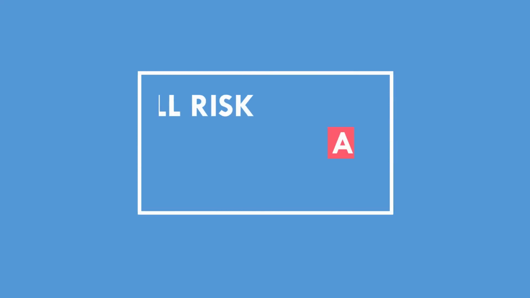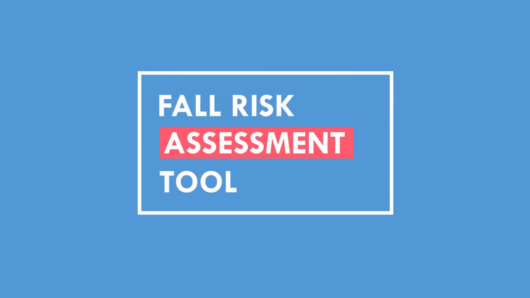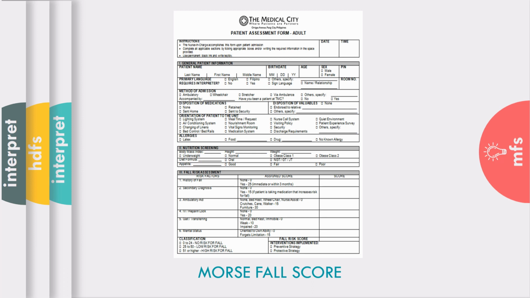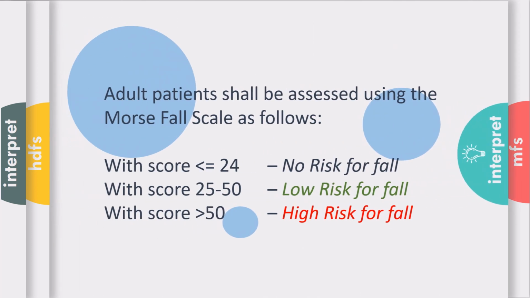Now, let's discuss the forms that we use for fall prevention. First form is Morse Fall Score. This form screens elderly patients for risk of falling to help the initiation of fall prevention measures. Let's interpret the scores. A score equal to or less than 24 means the patient is no risk for fall. For 25 to 50, low risk for fall. While a score higher than 50 means that our patient is high risk for fall.